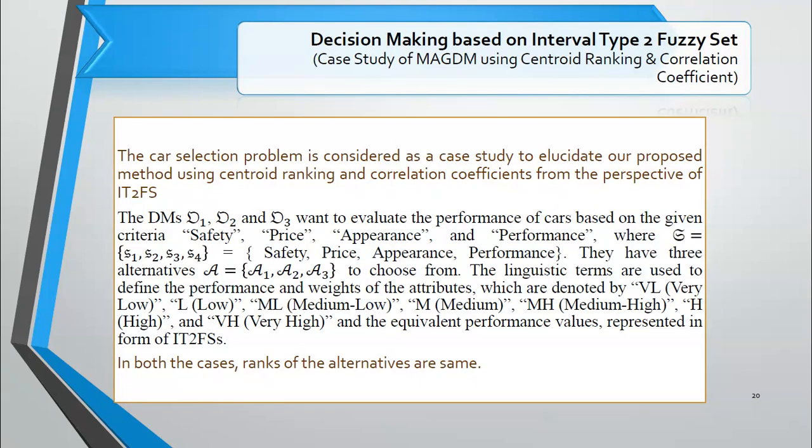Now, for our comparison studies or case studies, here we consider a car sharing problem where we consider three alternatives A1, A2, A3, and correspondingly three decision makers D1, D2, D3. They want to evaluate the performance of the car based on the given criteria: safety, price, appearance, and performance. The linguistic terms are used to define the performance values and the weights of the attributes, and the equivalent performance values are presented in the form of interval valued type 2 fuzzy numbers. In both cases, the rank of the alternatives is the same.